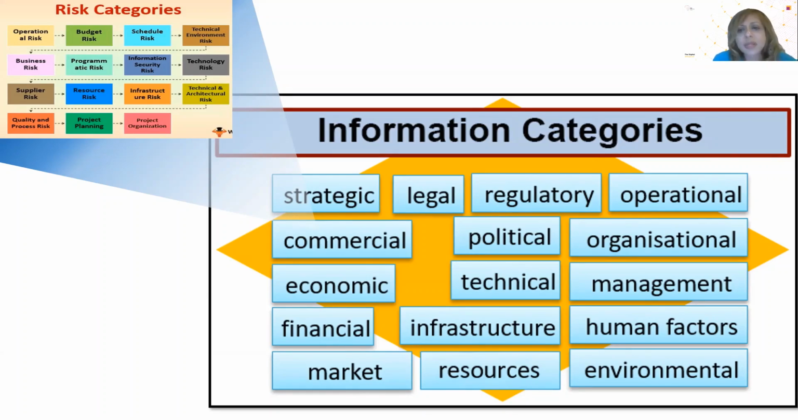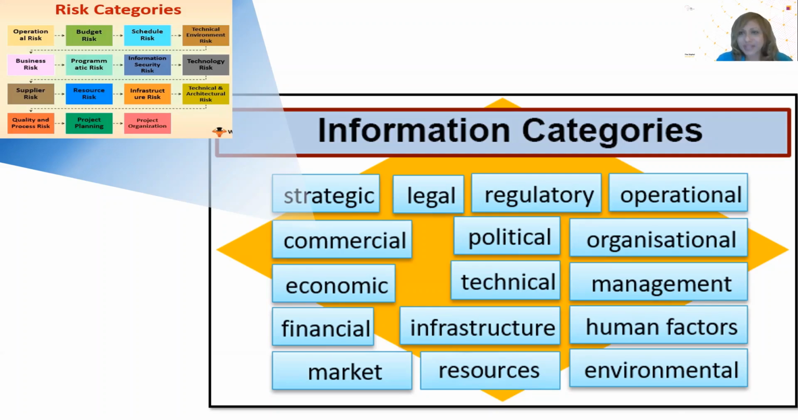So let's start with information, okay? So OIR, AIR basically is about information requirements. So information requirements needs information categories. And information categories come out of trying to avoid or mitigate for risk categories.